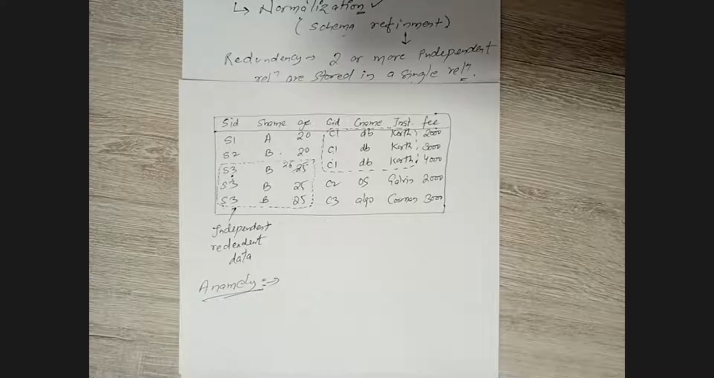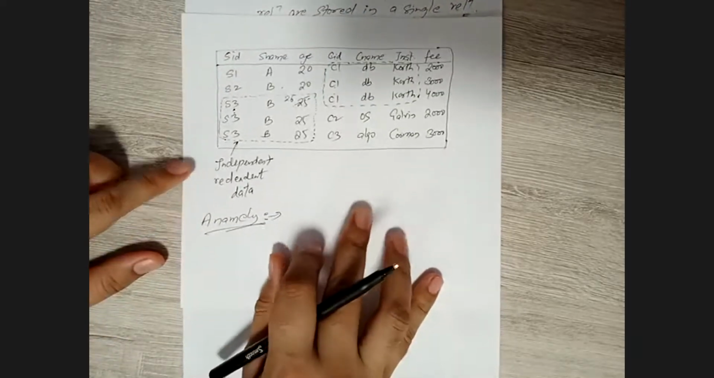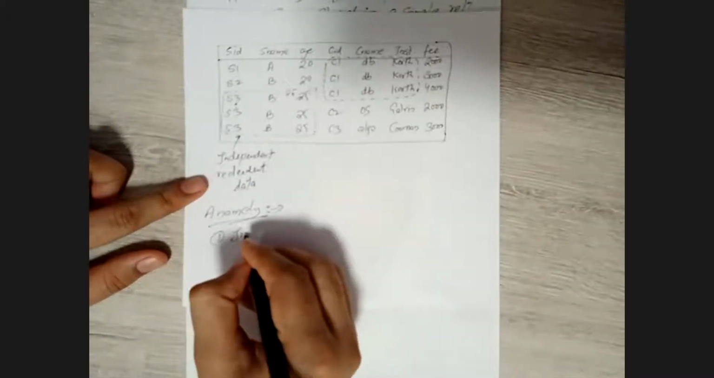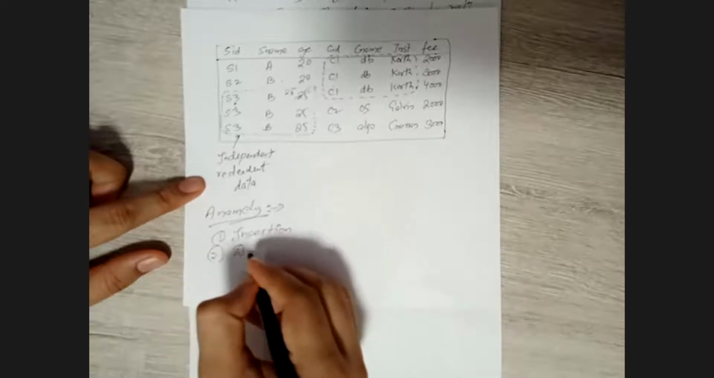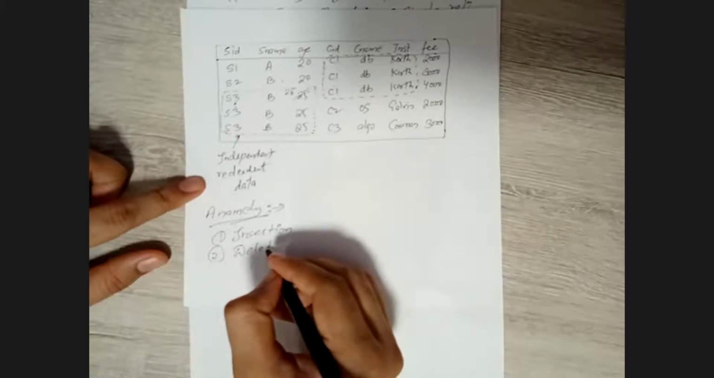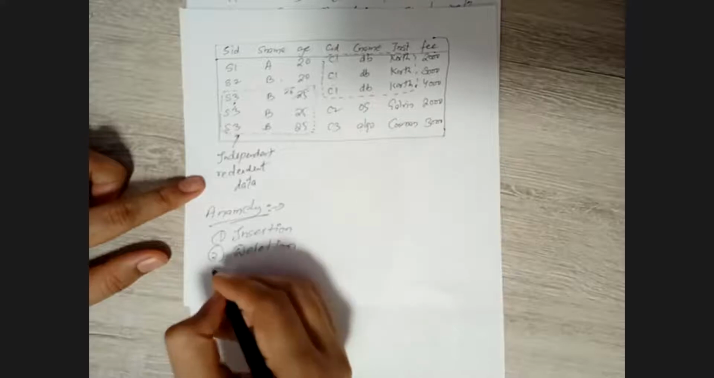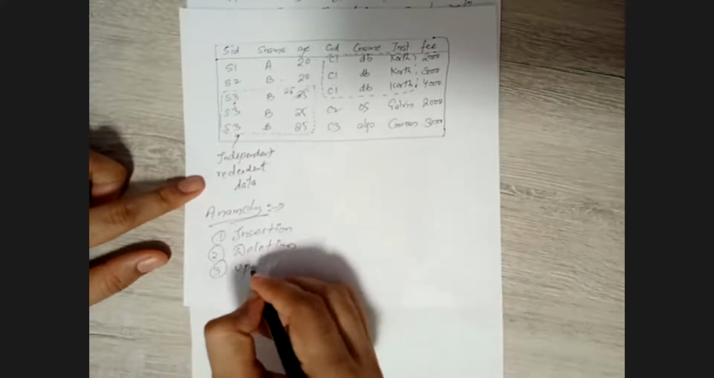when our database is not normalized in format, not a refined database. So in broad, we talk about three types of anomalies. The first one is insertion, the second one is deletion, and the third is updation.